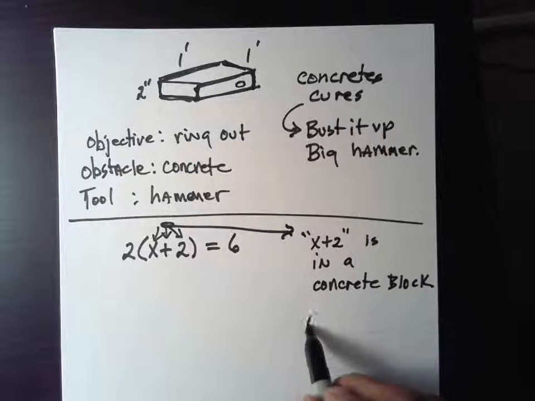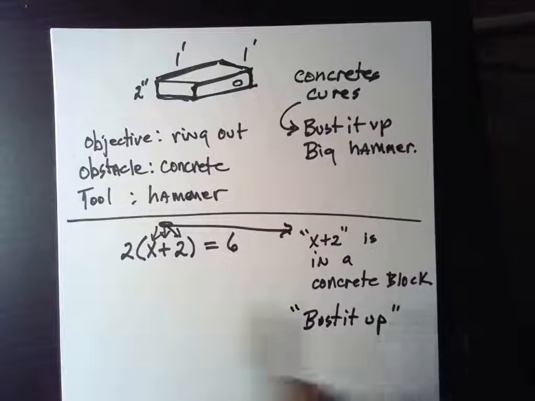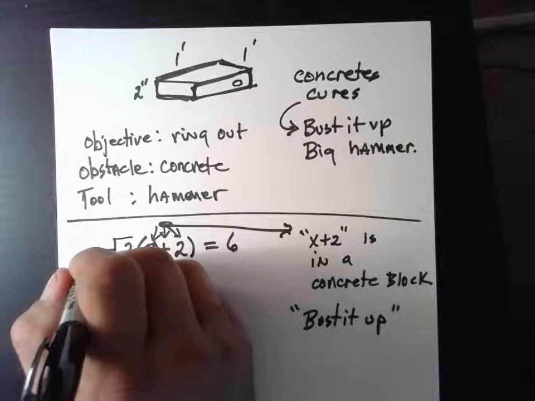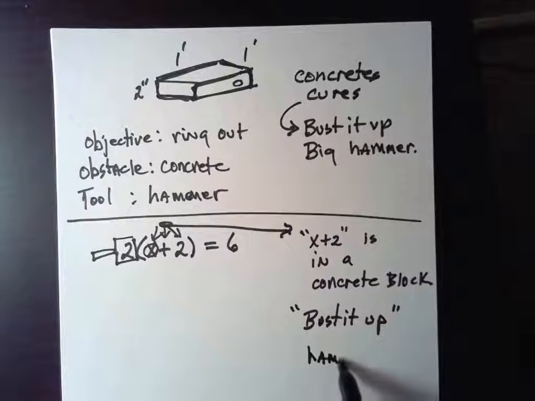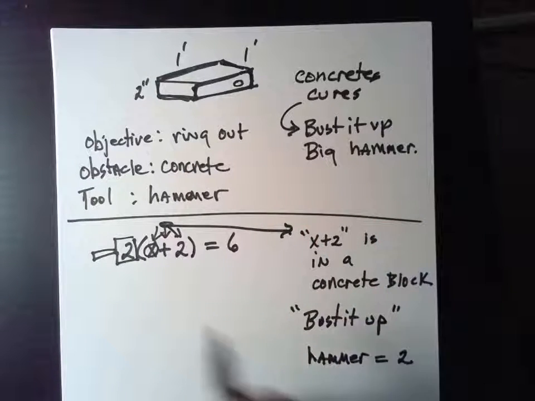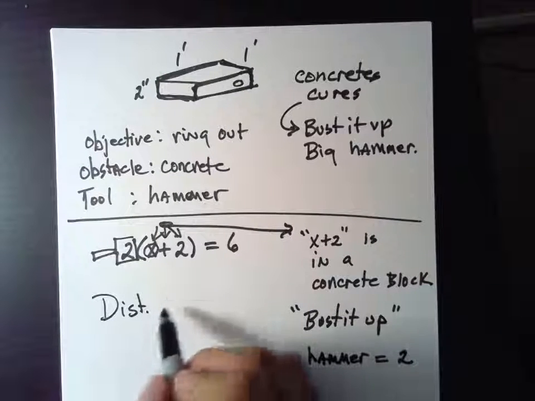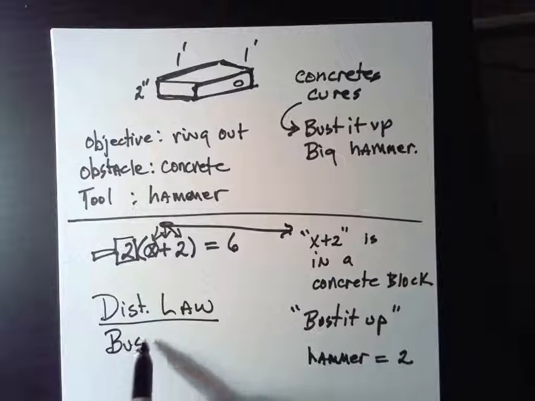So you need to bust it up. Why you got to bust it up? Because your ring is the x. Your concrete block is the parentheses. And your hammer is the 2. The action of swinging the hammer and busting up the block is called the distributive law. Distributive law is basically busting up the block.